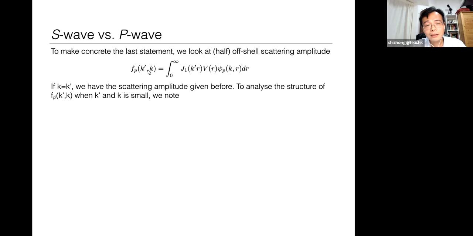But in this case, this is so-called half off-shell because the energy is on shell, but this k is not on shell. So this relation is basically f_P(k', k) equal to an integral involving j_1, the first-order Bessel function, V_R, the short-range real potential, and phi_P, the actual P-wave function of the system. If you put k equal to k', then this f_P(k) gives you the scattering amplitude, where you can do the effective range expansion to give you the 1 over V and R1 terms. But more generally, you have these half off-shell ones.